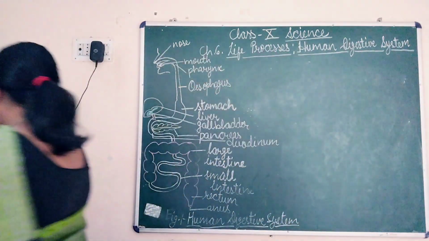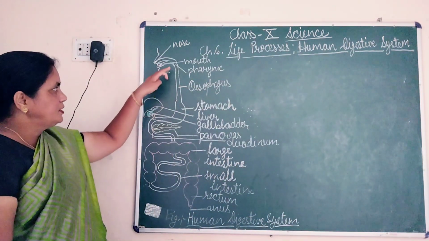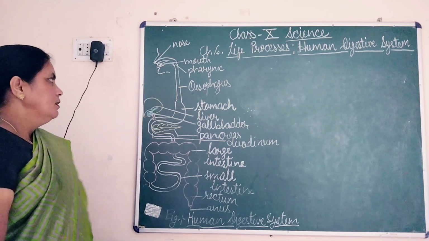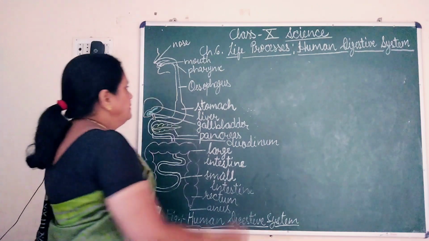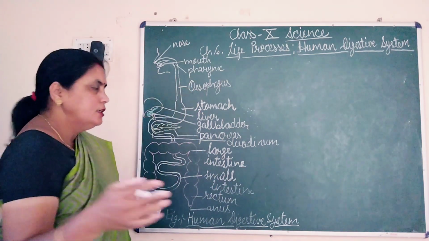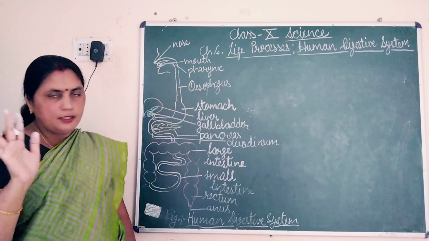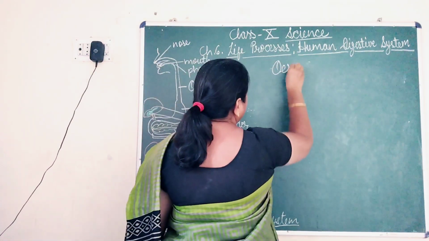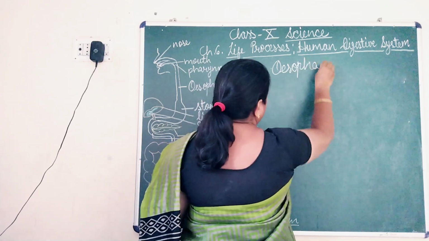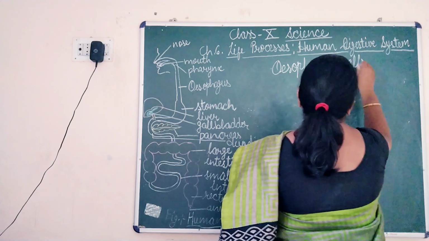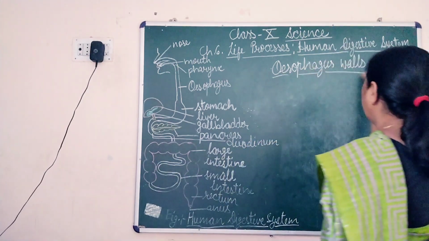Children, esophagus is a long pipe which runs from pharynx to stomach. In this long pipe, no digestion takes place, but in its walls some muscles are there. So these walls of esophagus have muscles in them, and because of that, they show a particular type of movement.